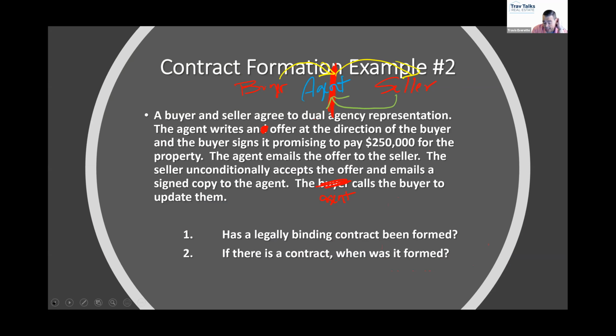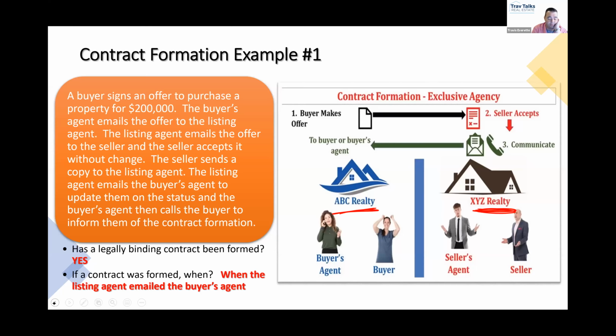And it says the agent calls the buyer to update them. Why does it keep doing that? Stop doing that.